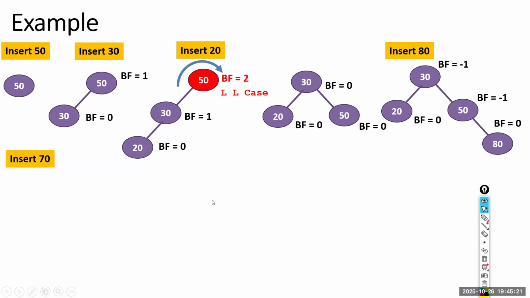Let's say we want to insert 70. 70 will be inserted where? Bigger than 30, bigger than 50, lesser than 80. So it will be something like this. Now definitely it's going to violate. Which one violates? This is fine, 0. This is fine, 1. This one now violates.